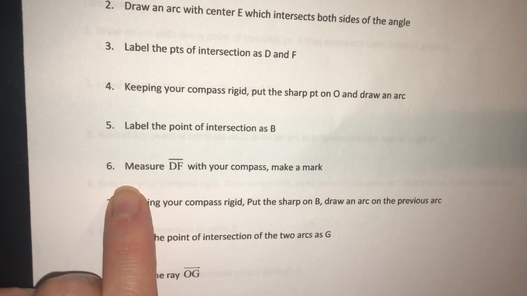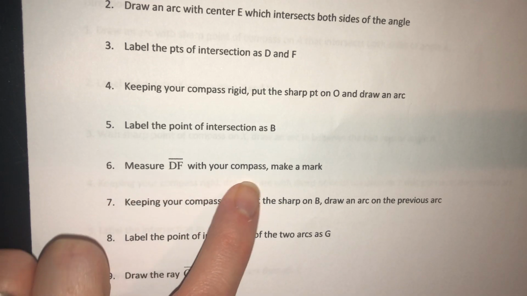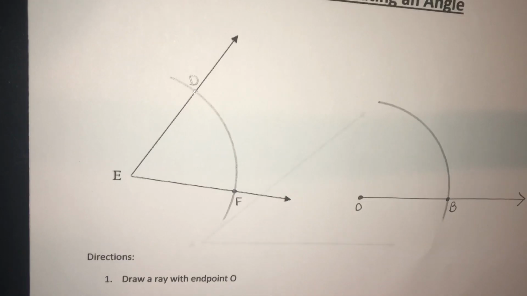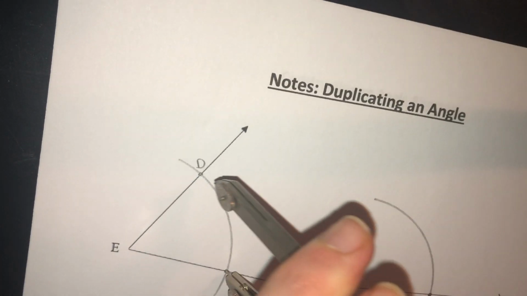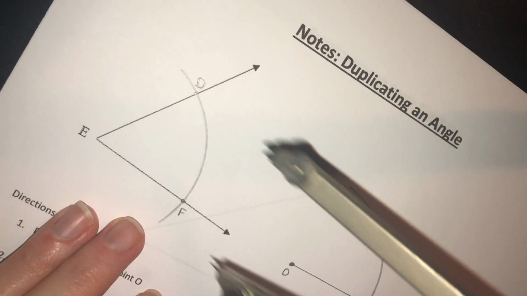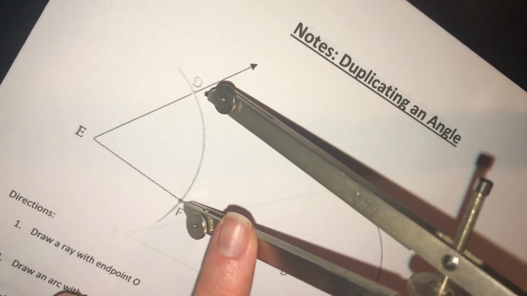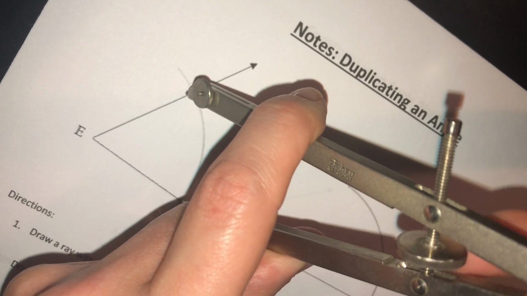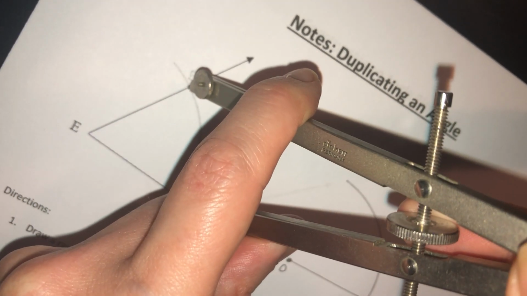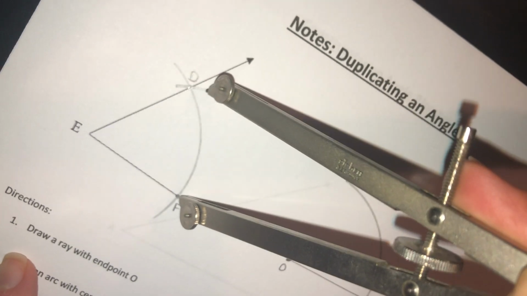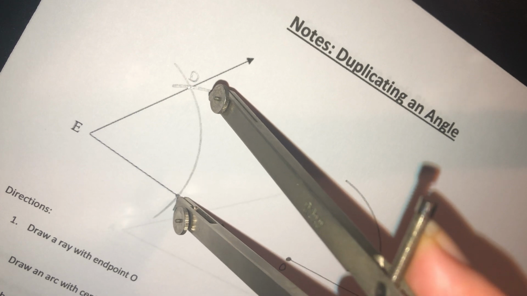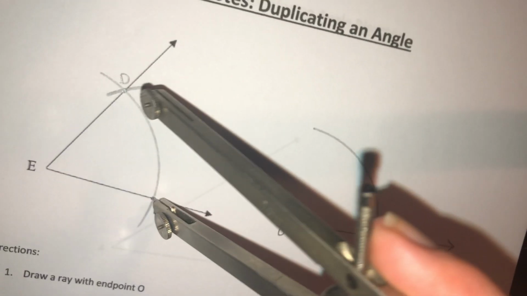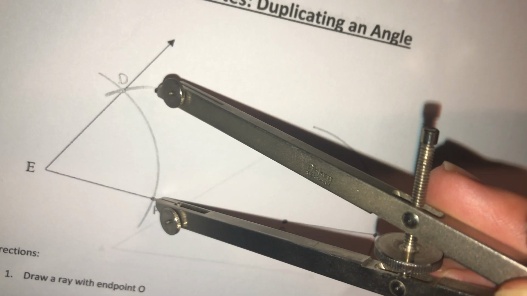And then step 6 says measure segment DF with your compass and make a mark. So I'm going to take my compass and now I am adjusting it, and I'm going to adjust it so that when I put the pointer on F, that the, I dropped my compass. The pencil will hit point D, and I'm going to make an arc. This arc would be graded if I take a grade on your construction of this, to make sure that you did accurately take that measurement using your compass.